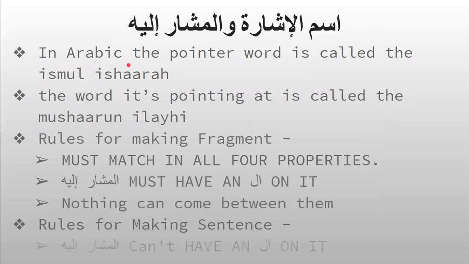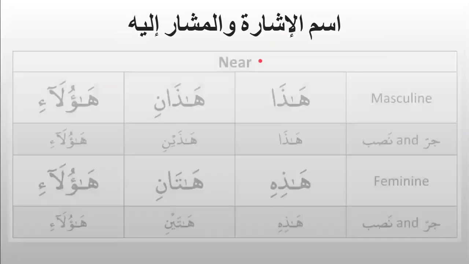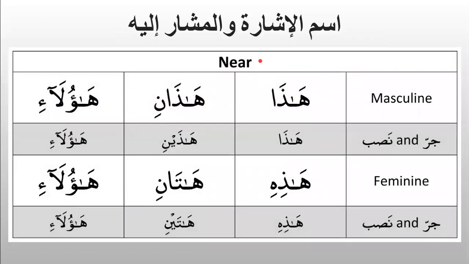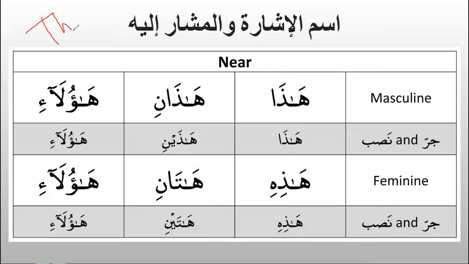So I already told you the stuff. But first, we have to memorize what the Ismul Isharas are, right? So today our class will be to memorize the Ismul Isharas. Ismul Ishara can be classified into two categories. Like in English, there are only two words, right? This and that.